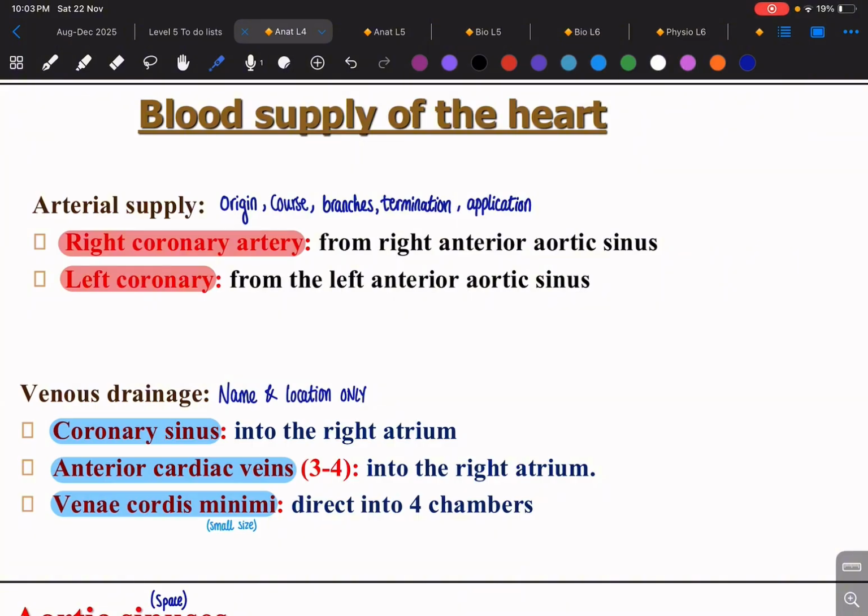Okay? But then we have the veins. The veins, we have three. The most important one is the coronary sinus. So we have the coronary sinus, then we have the anterior cardiac veins, then we have the venae cordis minimi. For the veins we just need to know their name and location. We don't need to know as many details as the arteries. So, we're going to discuss them further on in the lecture.